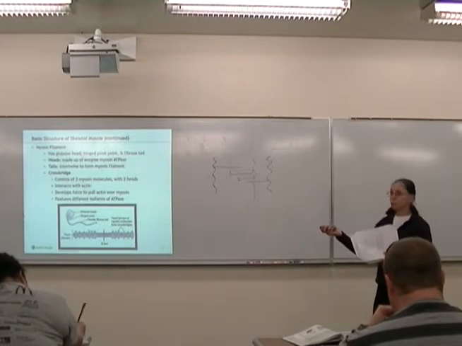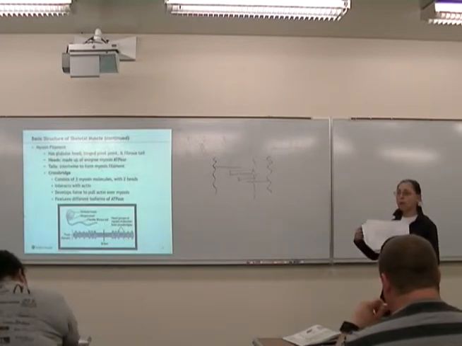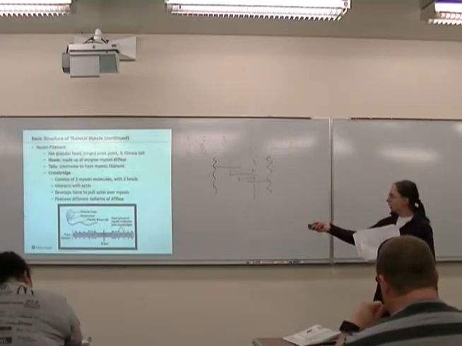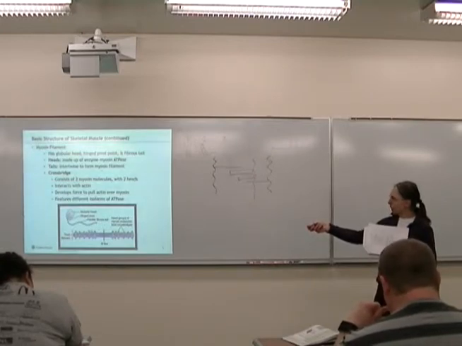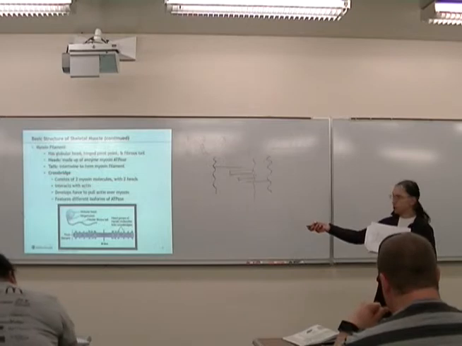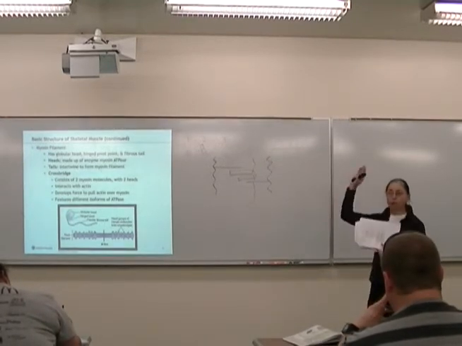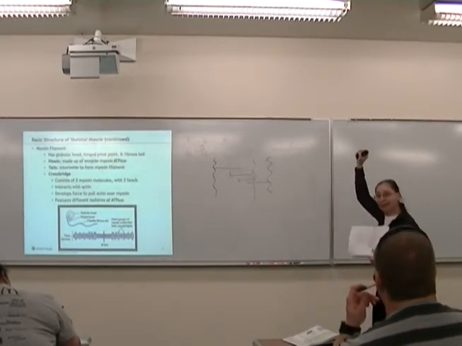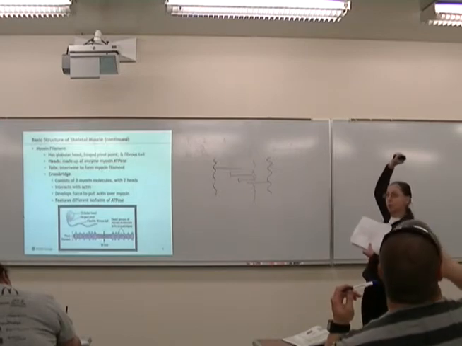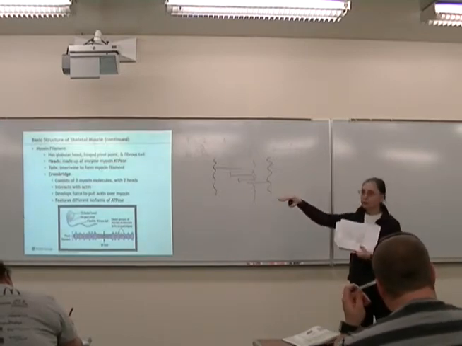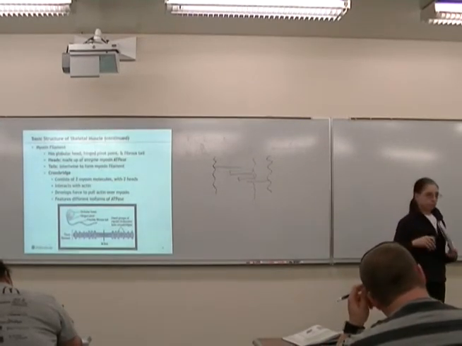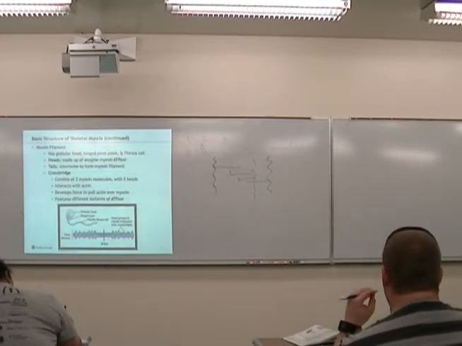So then we're able to break down ATP, we release energy, and what we'll see next week is that this globular head, because it's on a hinge, can move, right? But now it's attached to the actin, so when it moves, it pulls the actin with it, and we see shortening.